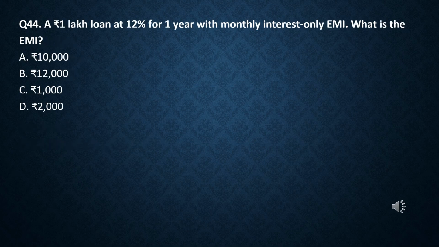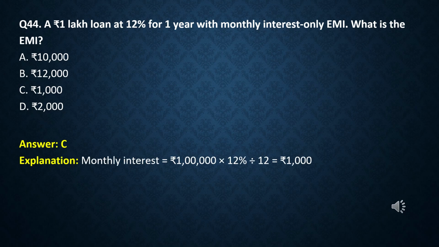Next question. A 1 lakh loan at 12% for 1 year with monthly interest only EMI. What is the EMI? Option A 10,000, option B 12,000, option C 1,000, and option D 2,000. Correct answer is option C 1,000. Monthly interest equals 1 lakh into 12%, the interest rate, divided by 12 months, so equal to 1,000 rupees.